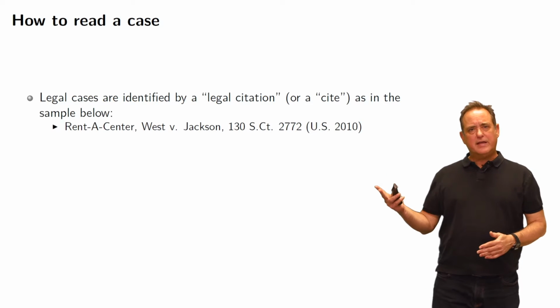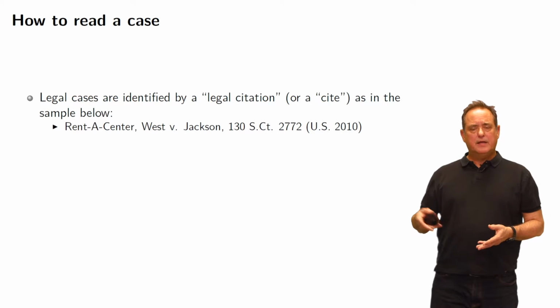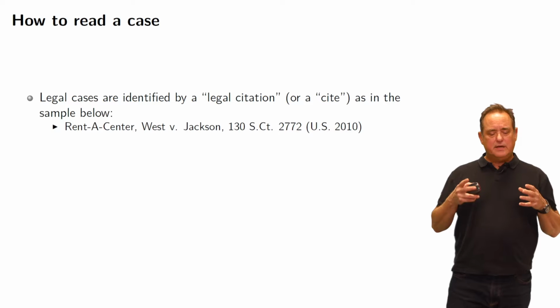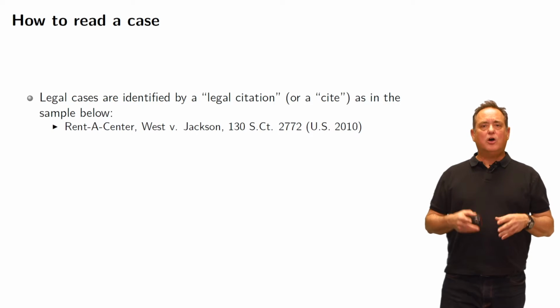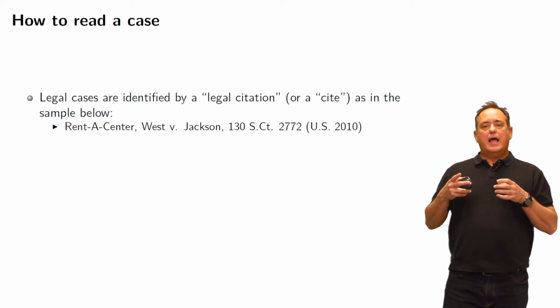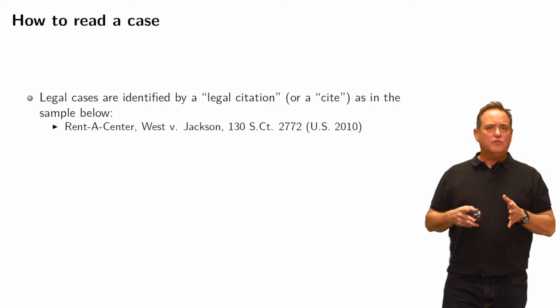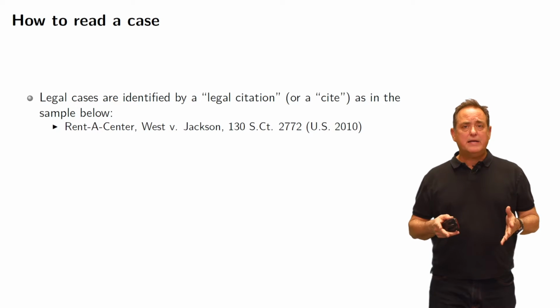So in this particular case, 130 indicates the volume number of what we call a reporter. And in this case, it's the Supreme Court Reporter. It is a publication that contains all of the Supreme Court opinions, and that is broken up into volumes. These used to be physical volumes. Nowadays, there's much less paper books, but we keep the same system because that's the system we're based on.